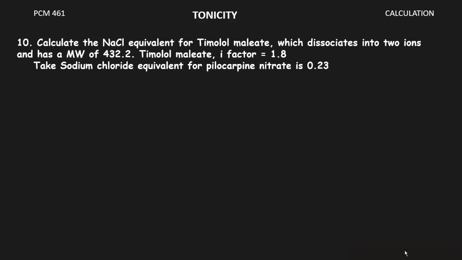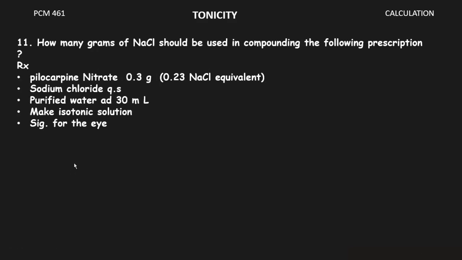No, this is a different question. Now, we are back to dispensing. How many grams of sodium chloride should be used in compounding the following prescription? You are given pilocarpine nitrate, 0.3 gram. Sodium chloride, add as much as needed. Purified water to 30 ml. Make an isotonic solution for the eye.